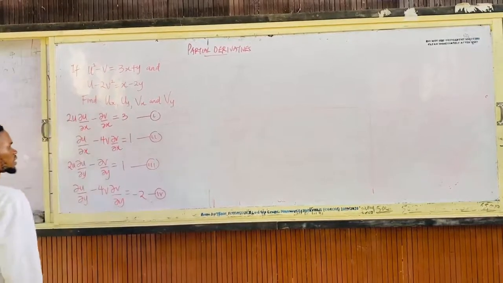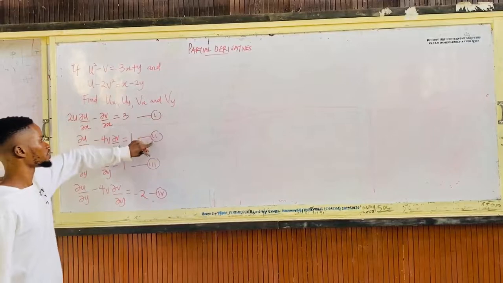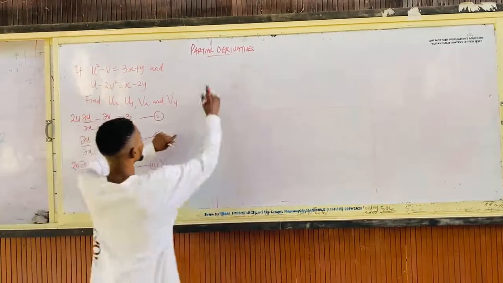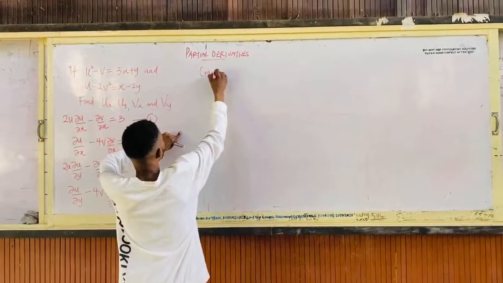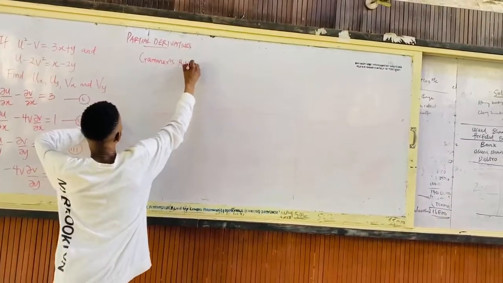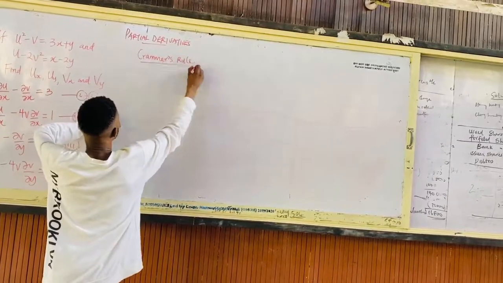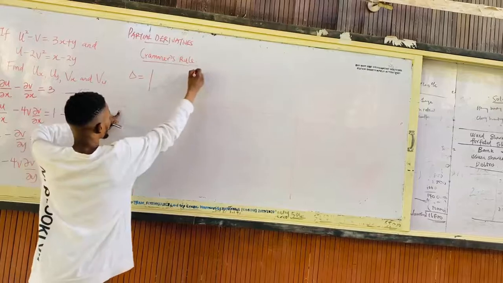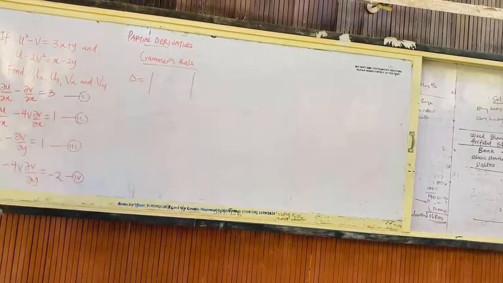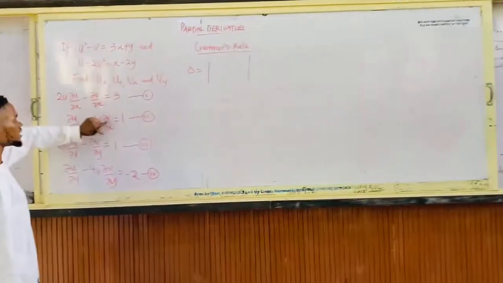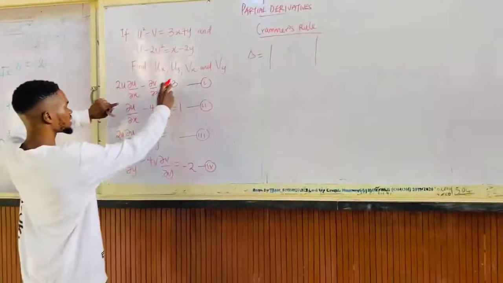Now look at these two equations here. We can solve the first two equations using Cramer's rule. Now from Cramer's rule, if we want to solve the del u del x and the del v del x, that's ux and vx.